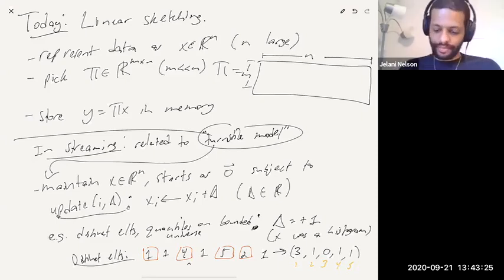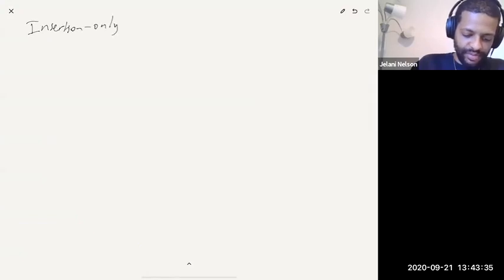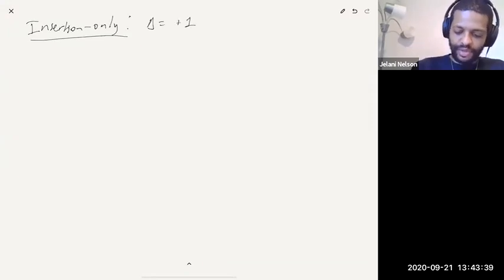Now, in a turnstile model, there are kind of 3, you could say, special cases or submodels. So there's the insertion only model. That's where delta is equal to +1, always. And that's what we've been looking at, we've studied so far.